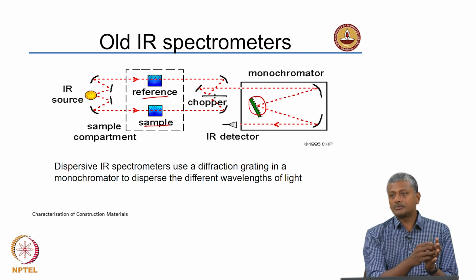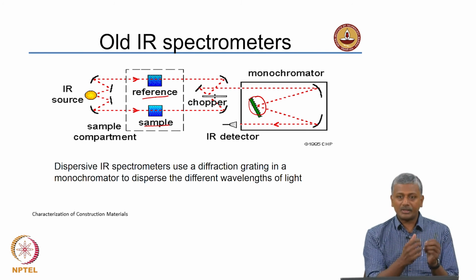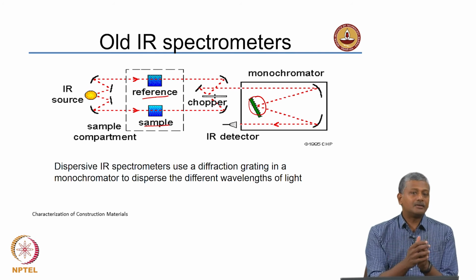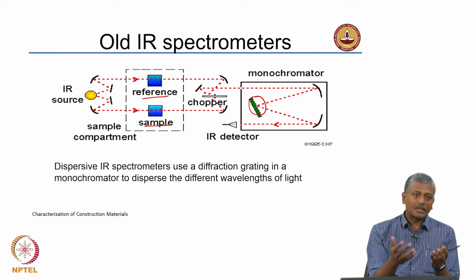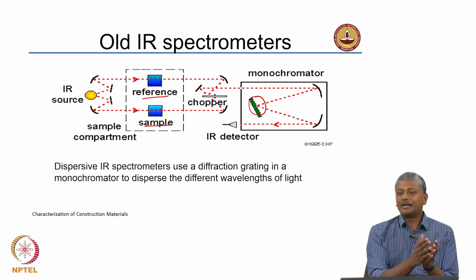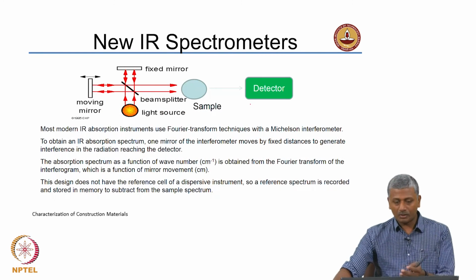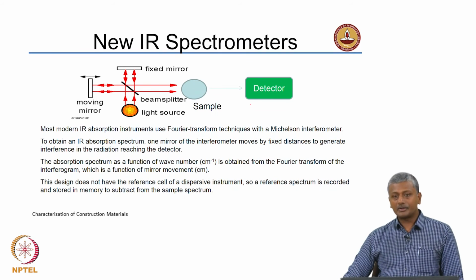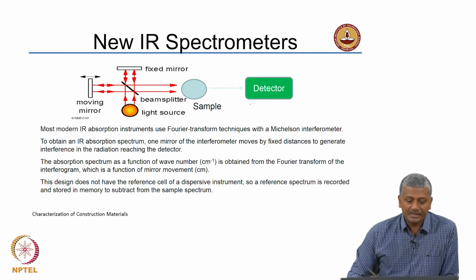A more robust and sophisticated technique is to capture everything at once and determine, by Fourier transforming the signal, what the frequency components present inside your light are, and that is what we are talking about with the new IR spectrometers. So, what is happening in this case?